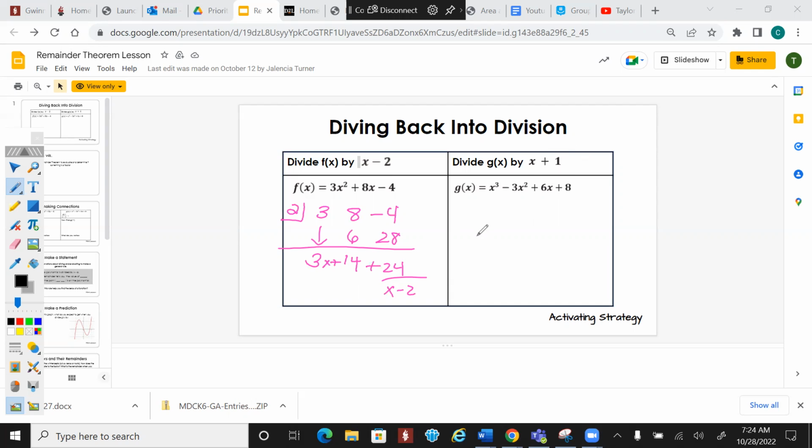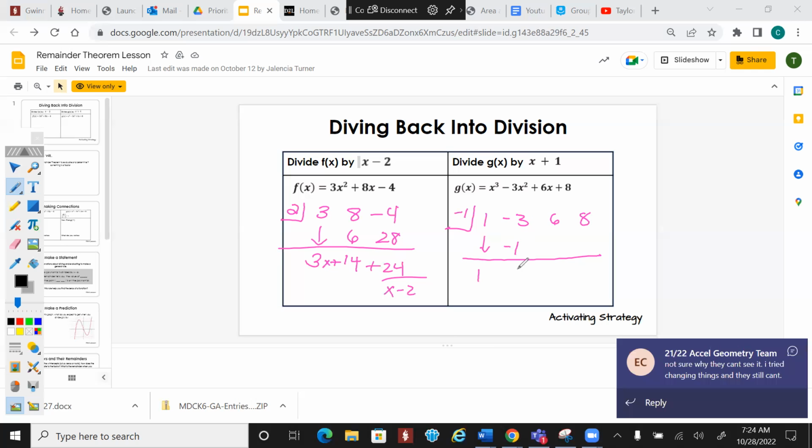Same thing on this next one. We're going to switch the sign and list out our coefficients. So 1, -3, 6, and 8. We're going to bring down our first term, multiply, add, multiply, add, multiply, add. We're going to take it down one exponent. And that's going to leave us with a remainder of -2 over x plus 1.